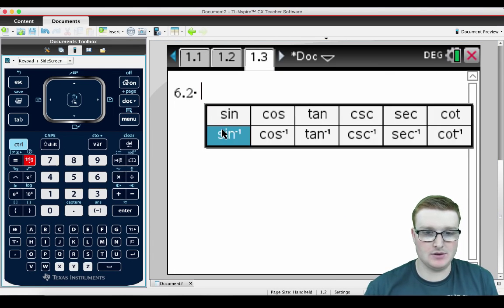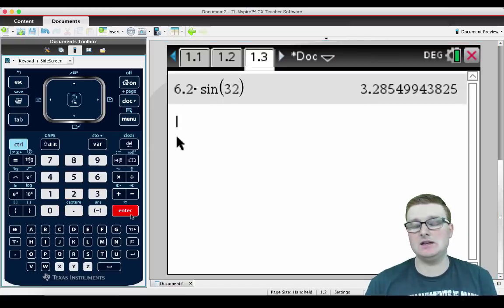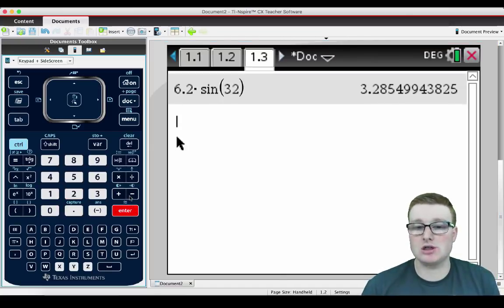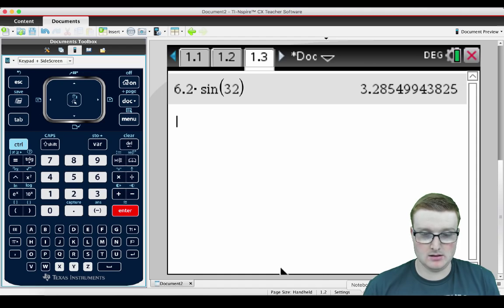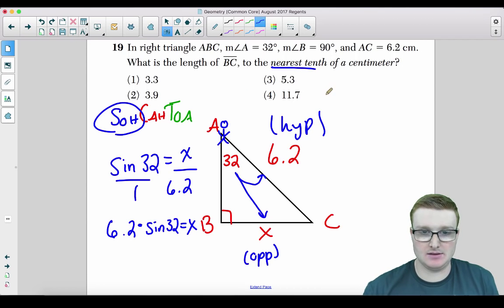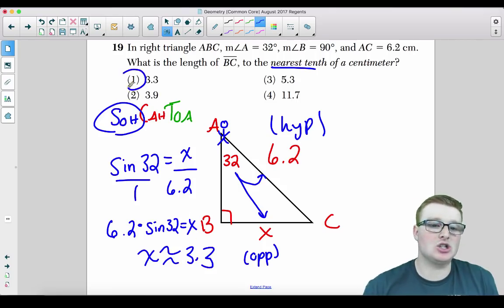6.2 times the sine of 32. That will yield a result of 3.3, when you round it to the nearest tenth. So X is approximately equal to 3.3. Your answer is choice 1 for that question.